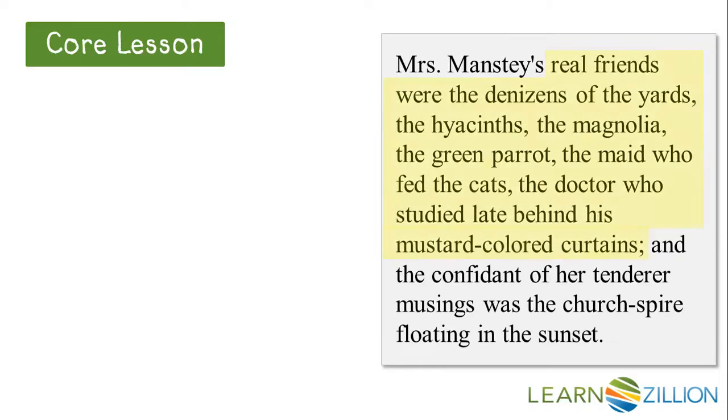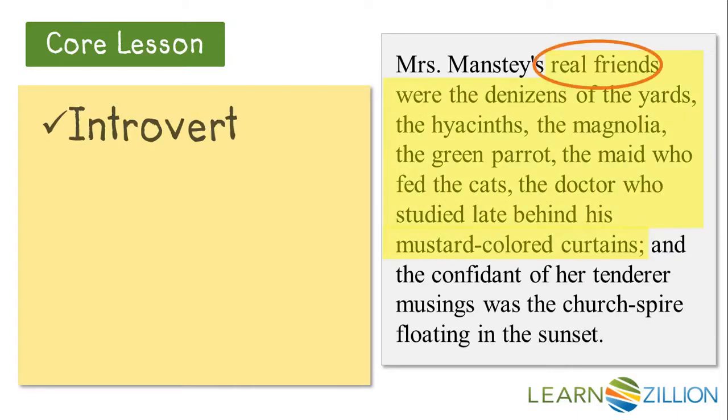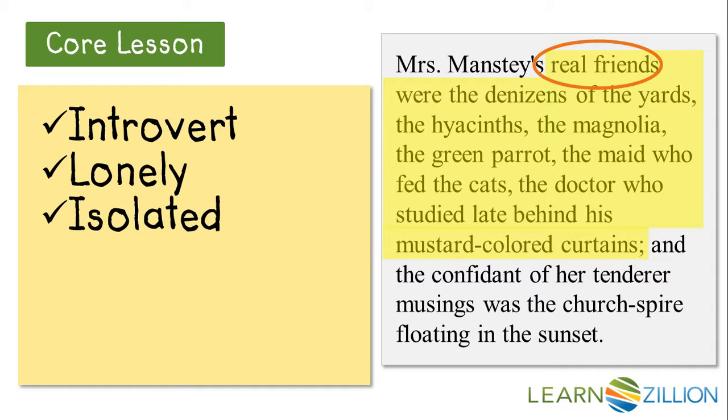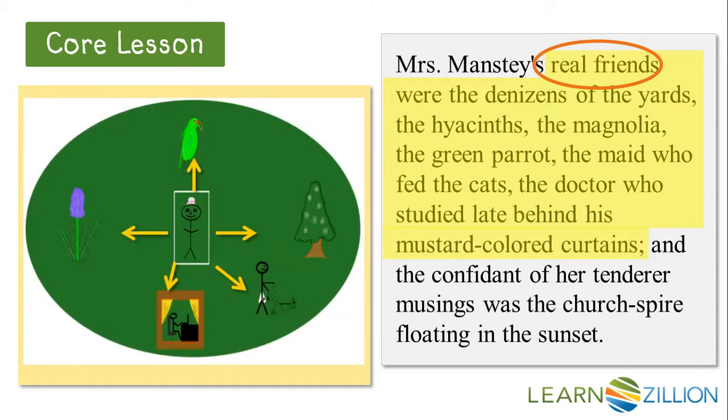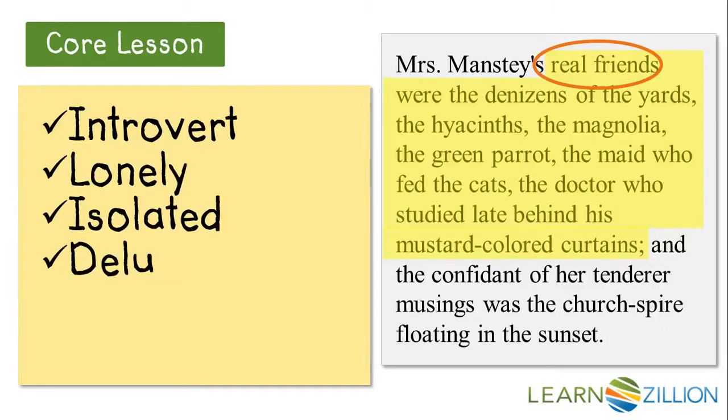Regarding the second section, I think that by using the phrase real friends, Wharton wants her readers to see Mrs. Manstey as delusional. Most of the items mentioned are inanimate or non-living, and the real people don't even know Mrs. Manstey. We know that they don't see her as a friend because when Mrs. Manstey is on her deathbed, none of them go to visit her. I think Wharton wants us to view Mrs. Manstey as a little crazy.